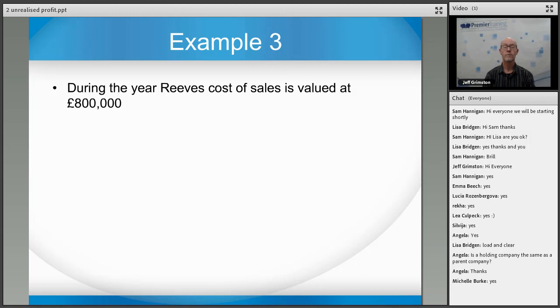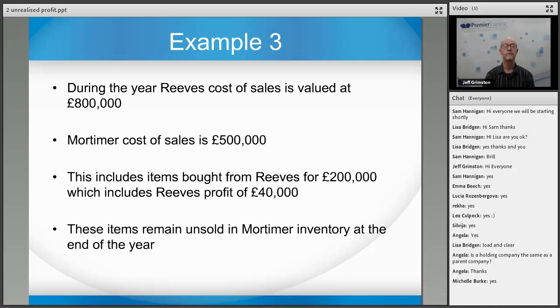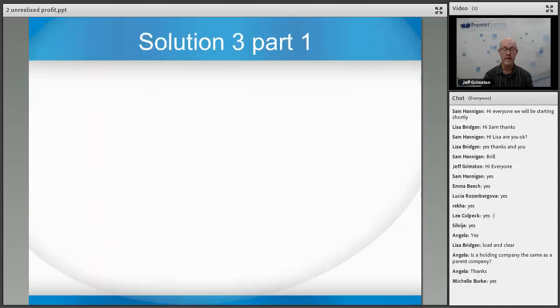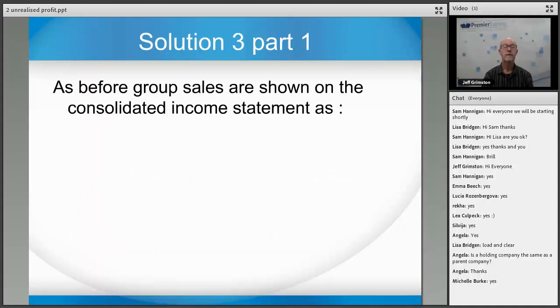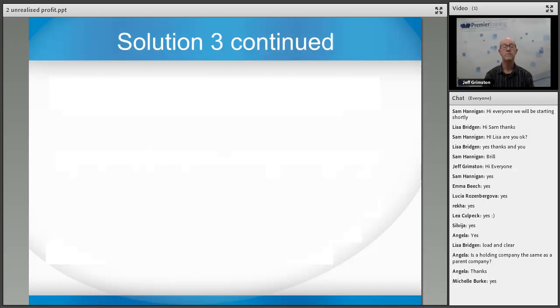During the year, Reeves' cost of sales is valued at £800,000. Mortimer's is £500,000. It includes items bought from Reeves for £200,000, which includes a profit of £40,000. These are unsold in Mortimer's inventory at the end of the year. As before, sales, no change there. Group external sales, Reeves sales total plus Mortimer sales minus the intergroup item, £2.2 million.